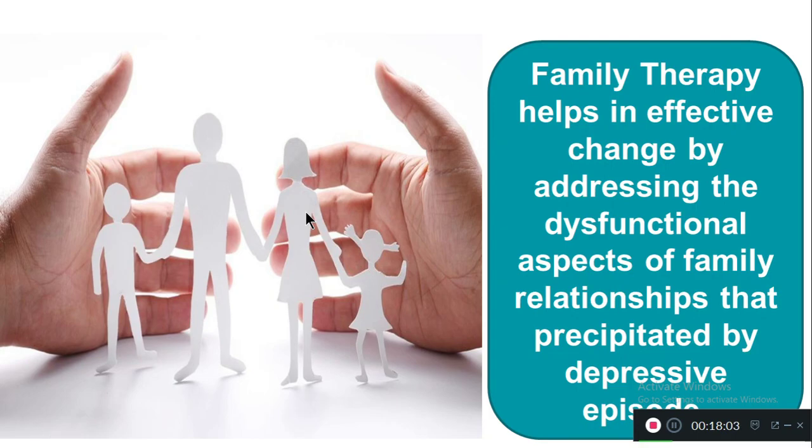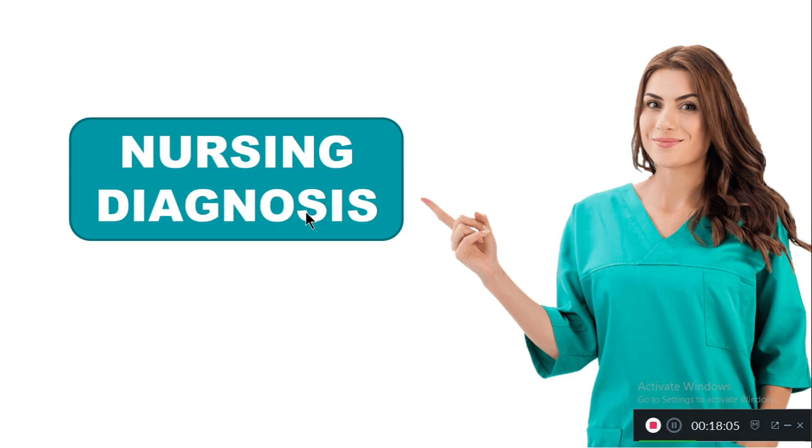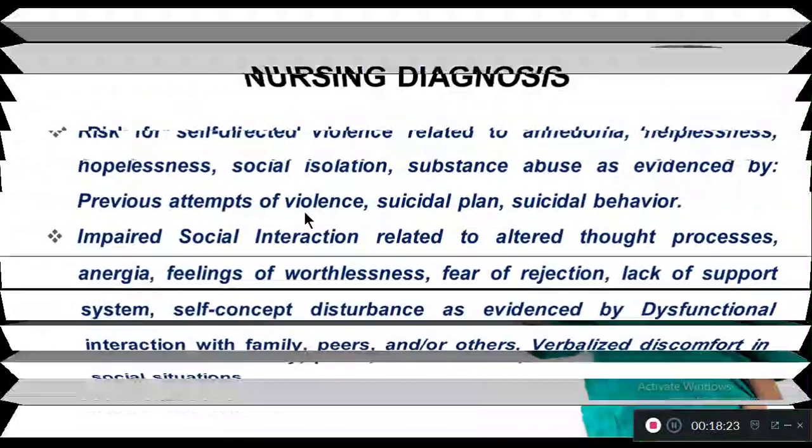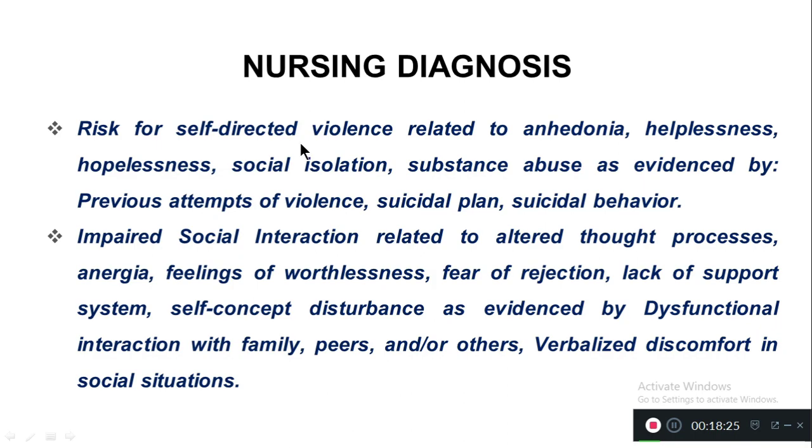Now let's focus on the nursing management and the common nursing diagnoses for depressive patients that I have mentioned here. You can see the nursing diagnoses in this video, and the nursing interventions you can see in the book for these nursing diagnoses, which are commonly developed for depressive patients. The first one is self-directed violence, because suicide is most common. A patient with depression can go for suicide. So that is the first nursing diagnosis.